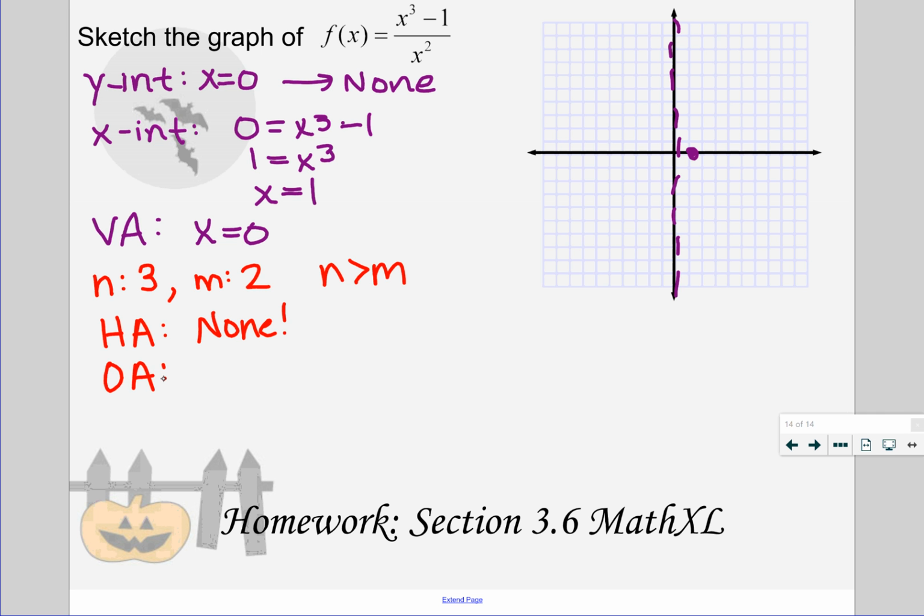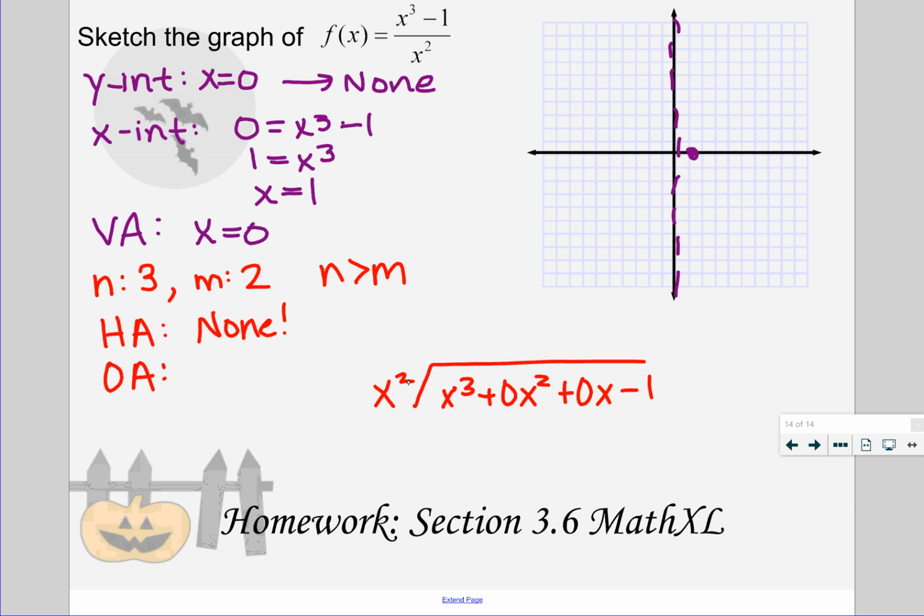Oblique asymptote, we calculate by doing the division now, and then we can sketch that. I have to divide x cubed minus 1 by x squared. Can I use synthetic division to do that? I cannot, because I'm dividing in an x squared. We have to use long division. So, long division, x cubed, I have a 0x squared, a 0x minus 1, and we are dividing in x squared. Remember, we're looking for the quotient here. The quotient is going to give me my oblique asymptote.